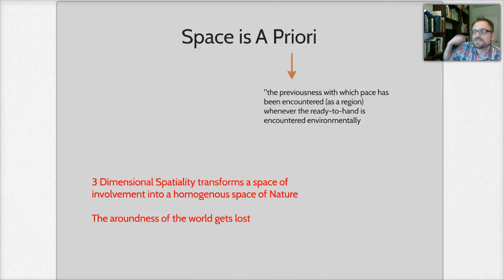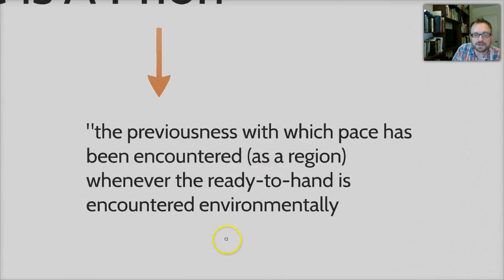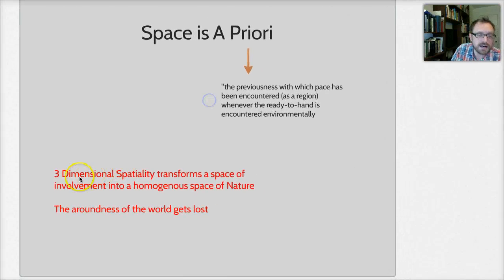And here you can think, of course, about Immanuel Kant's transcendental aesthetic. We're going to see that this is not what he's after, and he'll talk about Kant later in the book, right? He does argue that space is a priori, but not in Kant's way. What's a priori here means, for Heidegger, the previousness with which space has been encountered as a region whenever the ready-to-hand is encountered environmentally. Okay? So it's a priori. It comes beforehand.